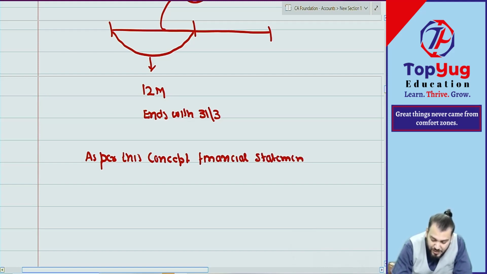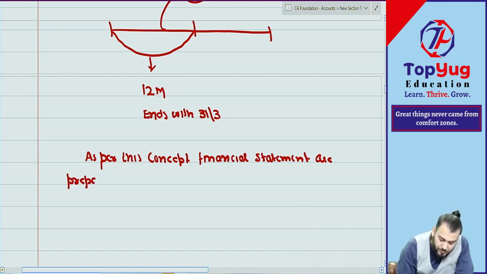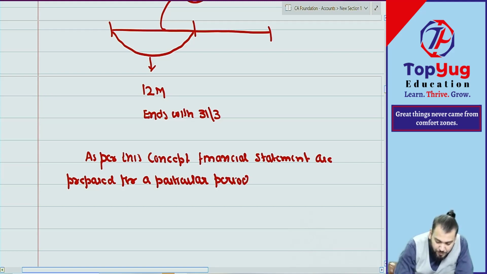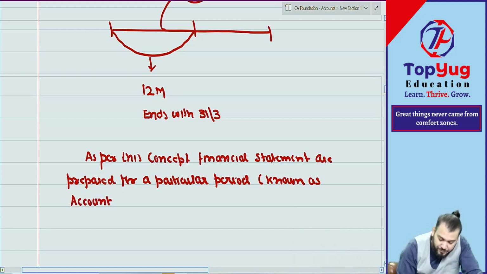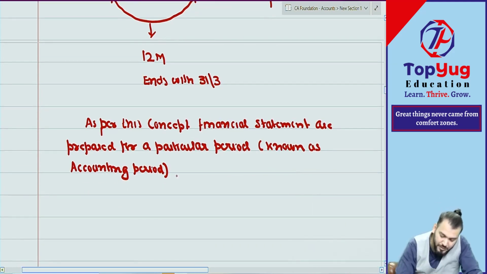Now you know what a financial statement is. Financial statements are prepared for a particular period, correct? That is in bracket known as what? Known as accounting period. Full stop.